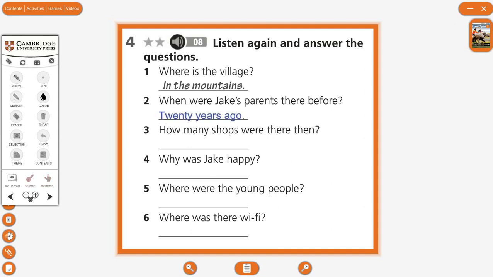How many shops were there then? 1. Okay, that's true. Why was Jake happy? Because there are a lot of things to do for Jake. Where were the young people? Can you remember the listening part? Yes, at the skate park. Where was the Wi-Fi? At the pizzeria. Yes, that's true. Now you can check your answer.